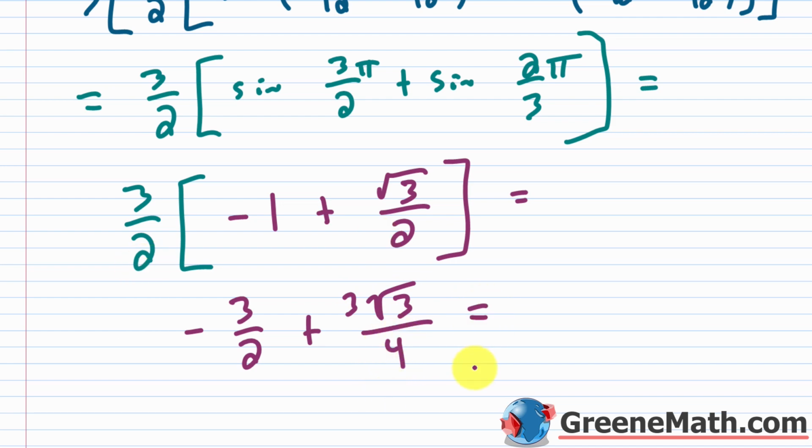So now let's just write this with a common denominator. I'm going to multiply this by 2 over 2, and so that would give me negative 6 plus 3 times square root of 3 over 4.